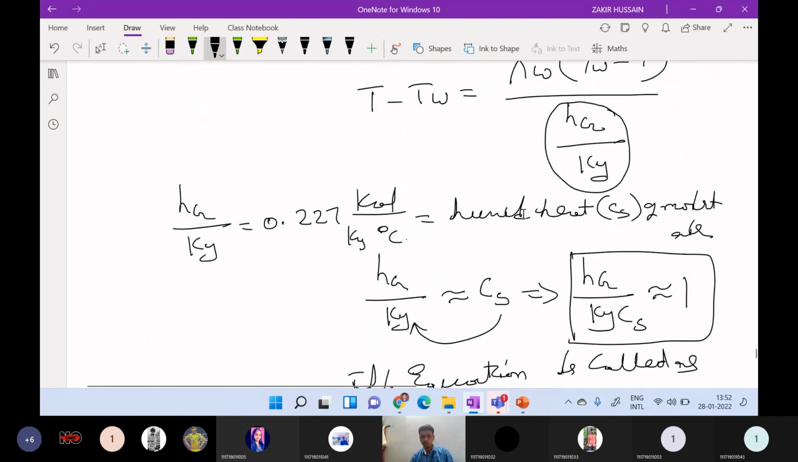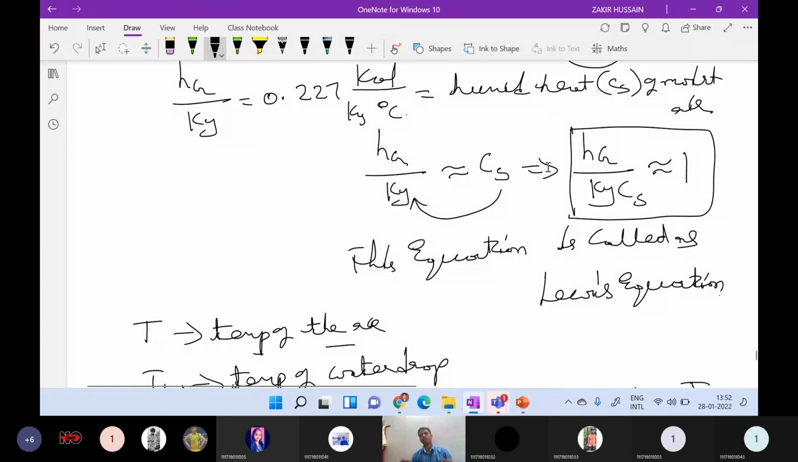So these are all the quantities we have defined. The final equation is called the Lewis equation. This is an important derivation, the Lewis equation. I hope it is clear.